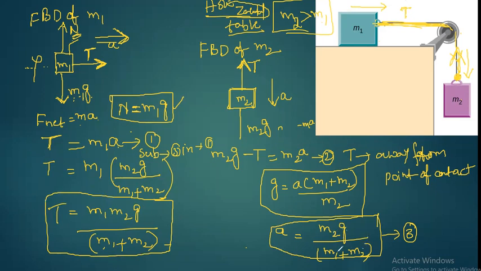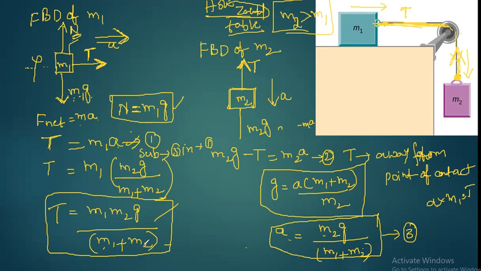So the only difference is that if you multiply A with M1, you get T, right? This is our equation. If you remember only one thing, you can easily calculate the T value. Got it? So you got A and T. So this is about the horizontal table.